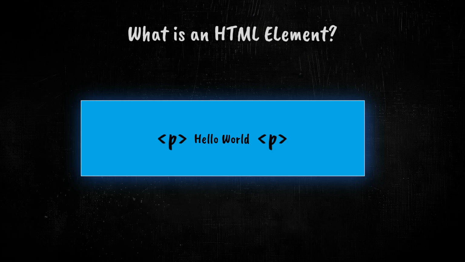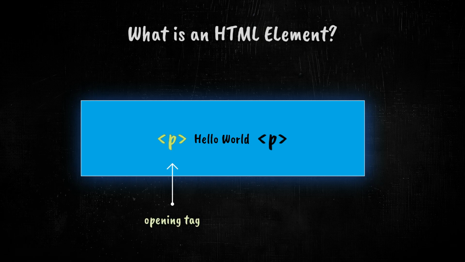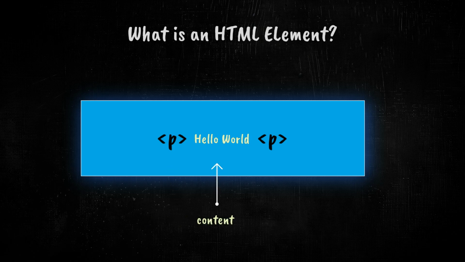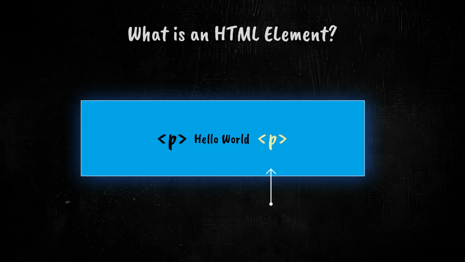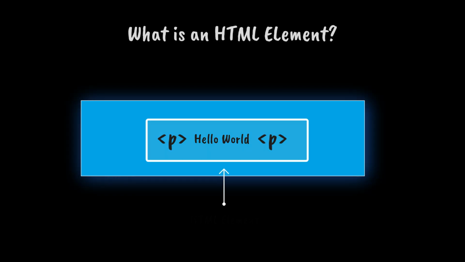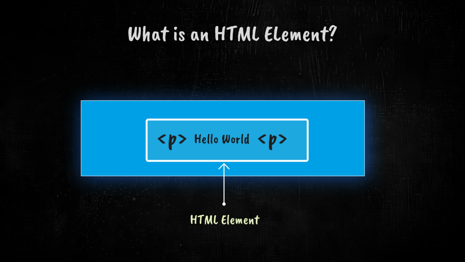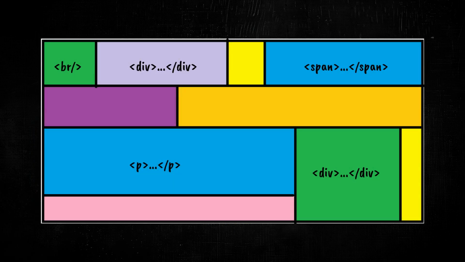So for example, here the P indicates the start of the paragraph element, then the hello world, which is the content inside the box, and P with the backslash and angle brackets is the closing tag. And this whole is what we call the HTML element. Websites are basically a collection of these elements. That's why we call it the building block of the HTML document.